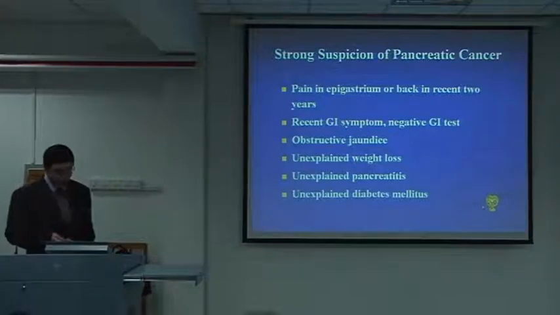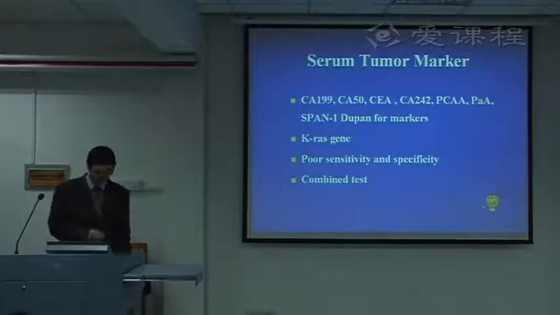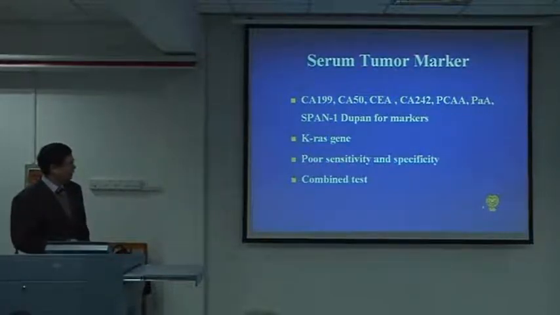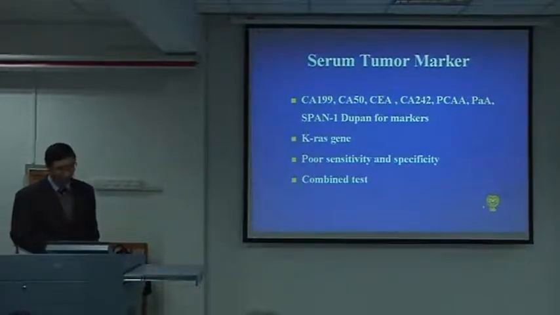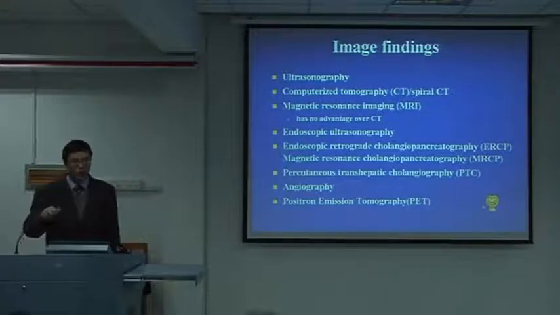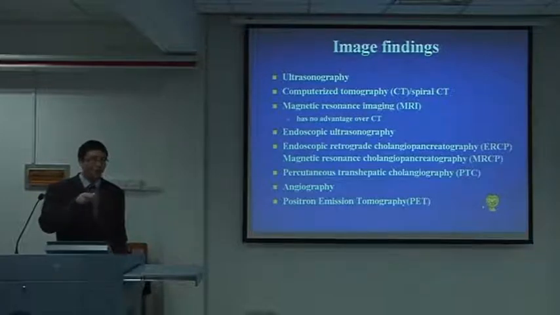When we have the suspicion, what is the next step? We should do a blood test for tumor markers. Clinically, CA199 has high sensitivity and specificity. Other tumor markers like CA50 are not very good, but a combination of these tumor markers will improve the sensitivity and specificity. And if the patient has elevated CA199, we should find out what happened in the pancreas.